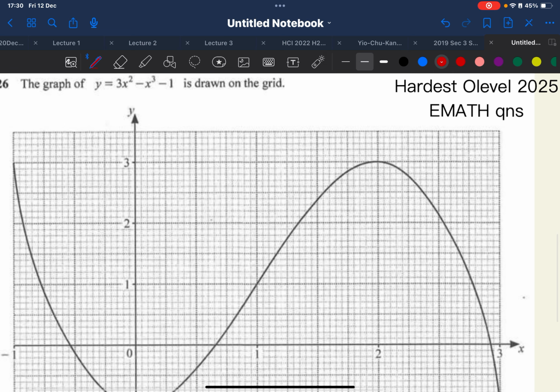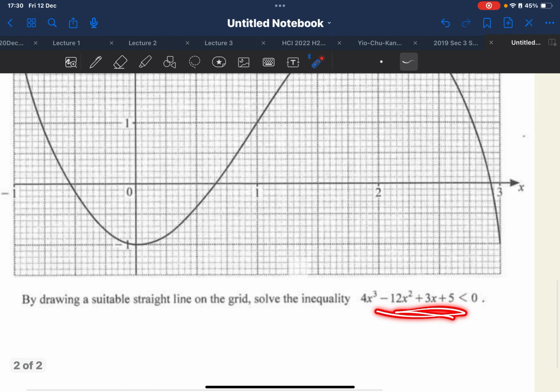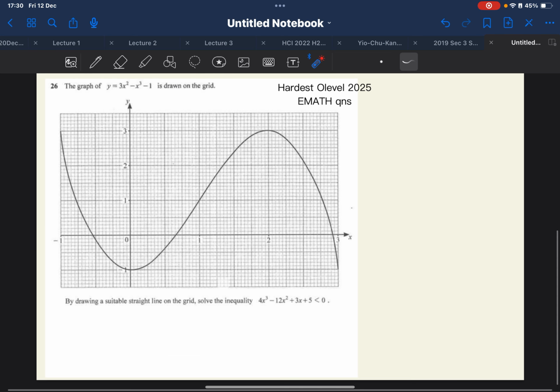This is the graph we are given. Okay, this graph in the question is not this graph. So we're trying to draw a suitable straight line, so you have to find a straight line. There must be a straight line in your answer to find the answer.